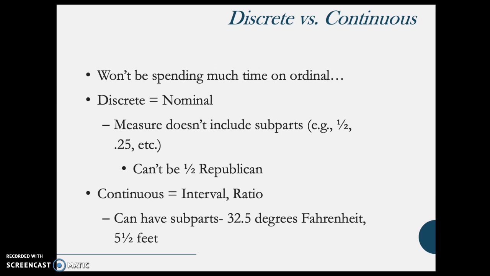You can do subparts and do math with them. The temperature outside can be 30.2, 32.5 degrees Fahrenheit. It may be a different number if you use a different scale to measure temperature. But all those numbers are continuous and you can do math with them.